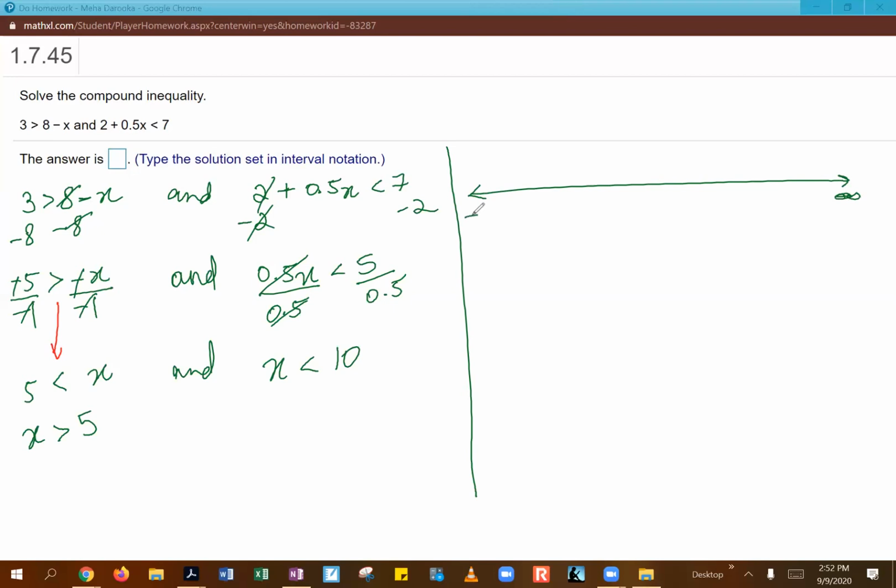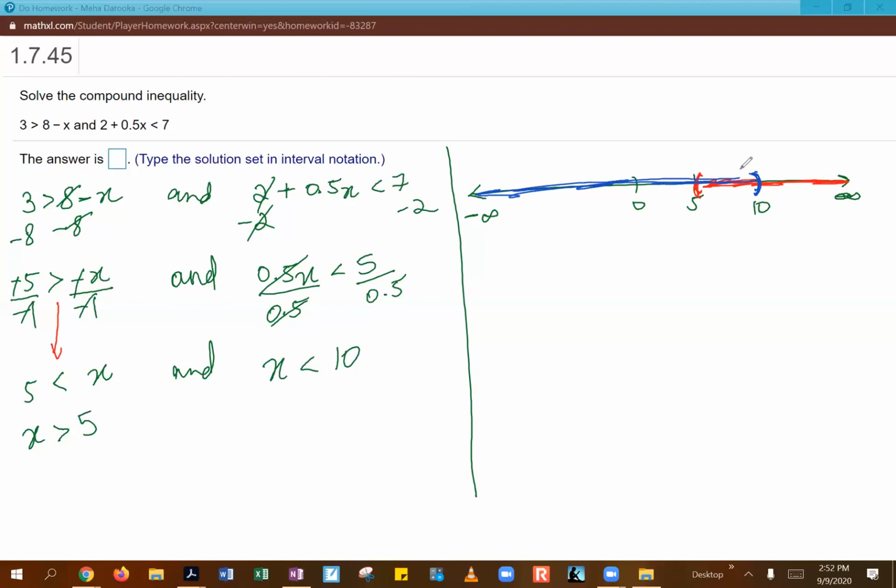So infinity here, negative infinity here, 0 somewhere in the middle. We've got 5 and 10. So let's take a look at the first one. We're saying x is greater than 5, but not including 5. So that's greater than 5 going to the right-hand side. For our x is less than 10, again, we're not including 10. So parentheses on the 10, but this time we're going less than. So you're going, of course, to the left-hand side.